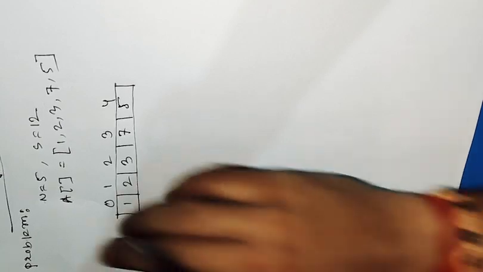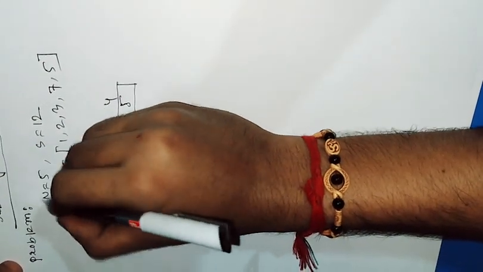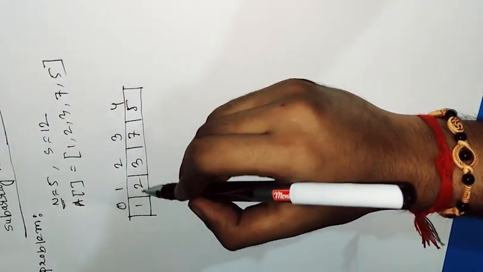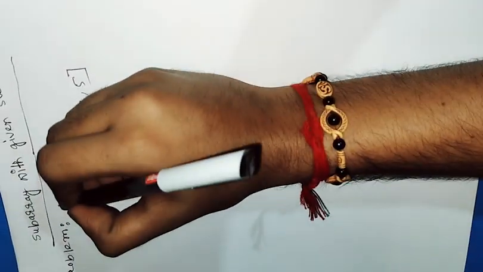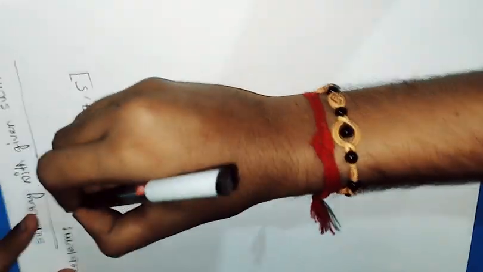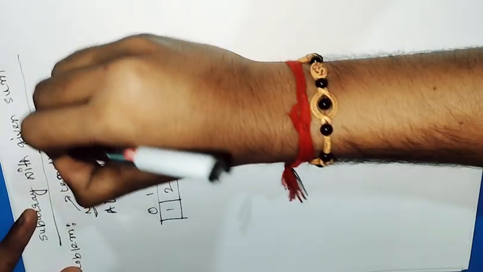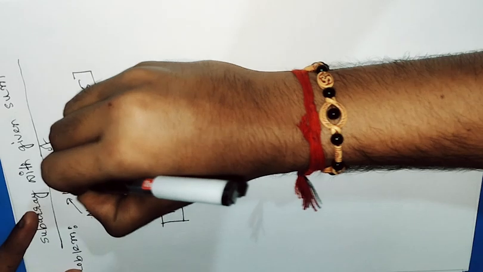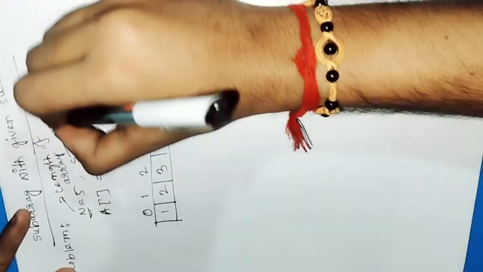Here n equal to the length of the array, and s equal to target sum. n equal to length of array and s equal to targeted sum.